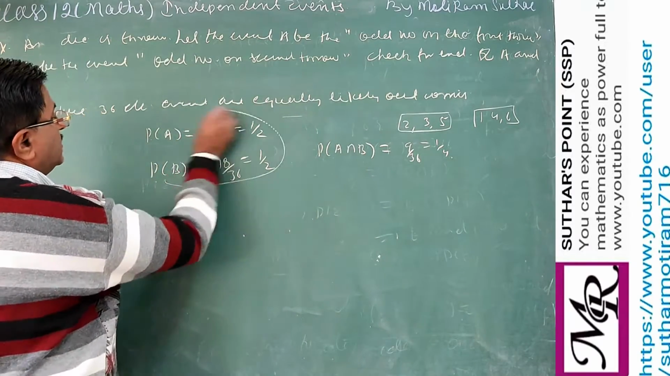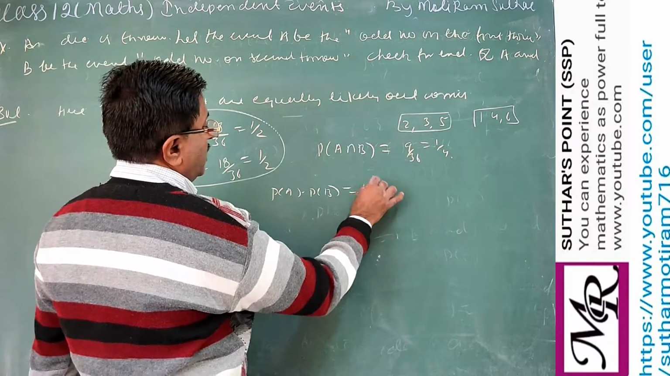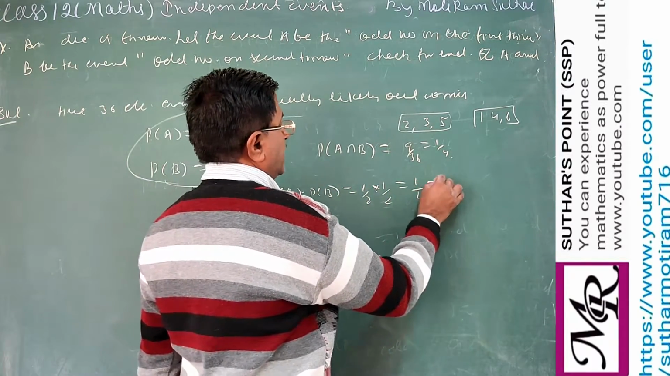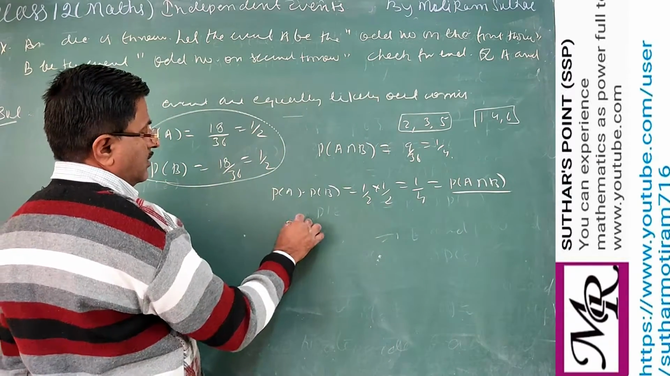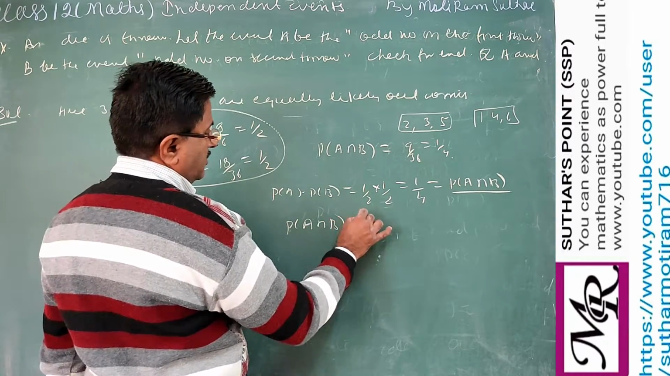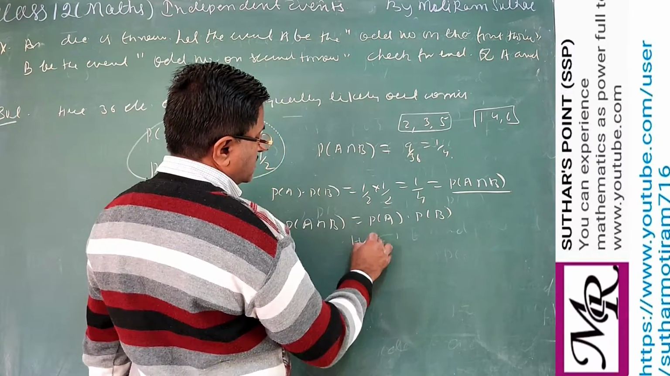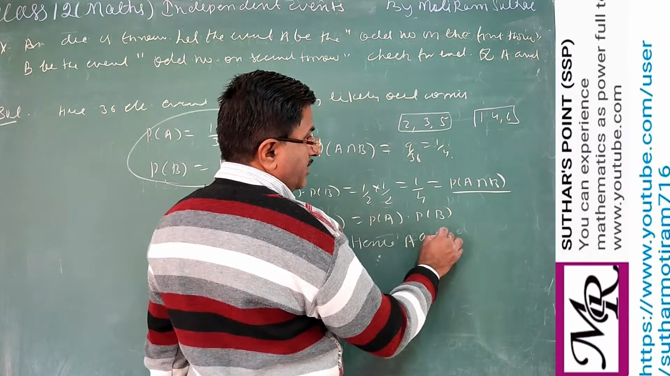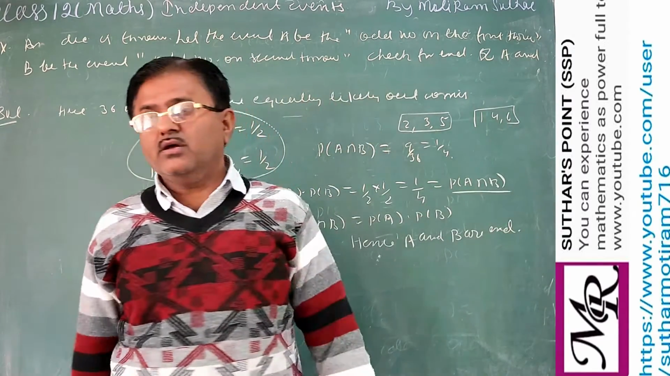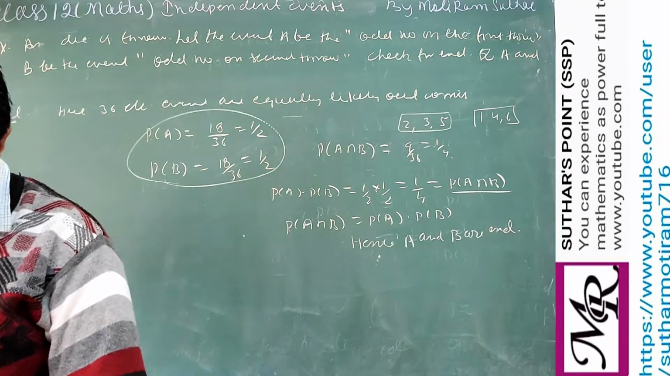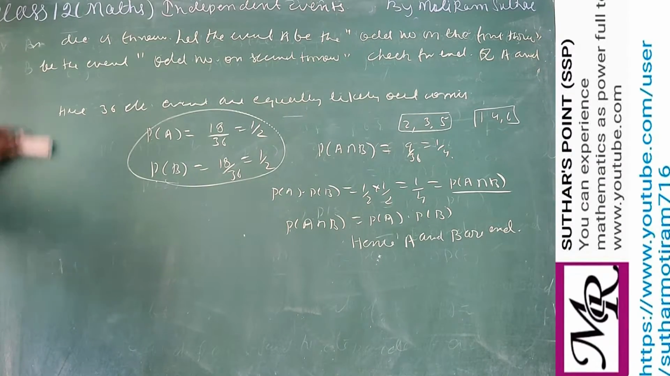So here if you multiply these two, P(A) into P(B), that is 1 by 2 into 1 by 2, which is 1 by 4. That is also the value of P(A intersection B). So this formula is applicable here. P(A intersection B) is equal to P(A) into P(B). Hence A and B are independent events. So in this way one can prove the given events are independent events.